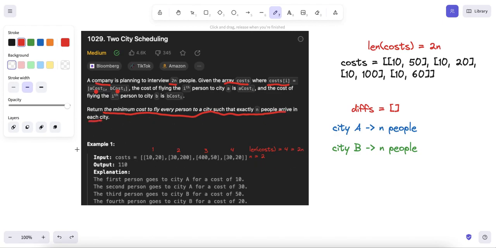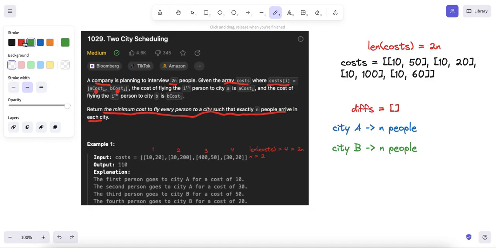So we have an example here below where we have a cost array with 4 different costs, each for a different individual. So we know that the length of costs is 4, and therefore 4 is equal to 2n, making n equal to 2. This means we need to send 2 individuals to city A to interview them, and 2 individuals to city B to interview those. We see in the result that they decide to send the first person to city A, the second person to city A, and the third and fourth to city B.